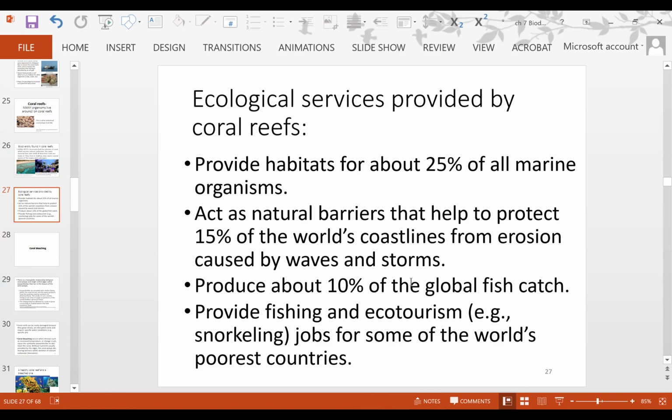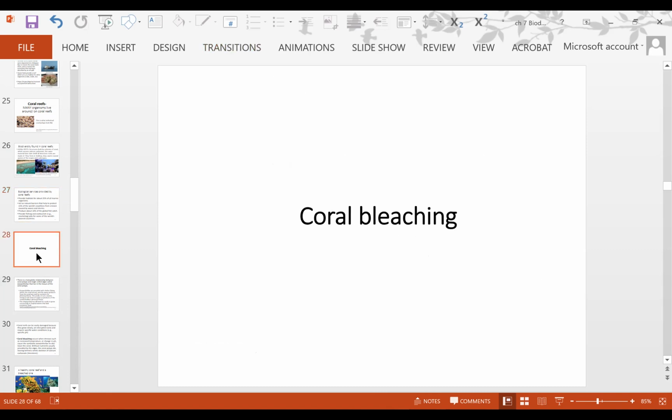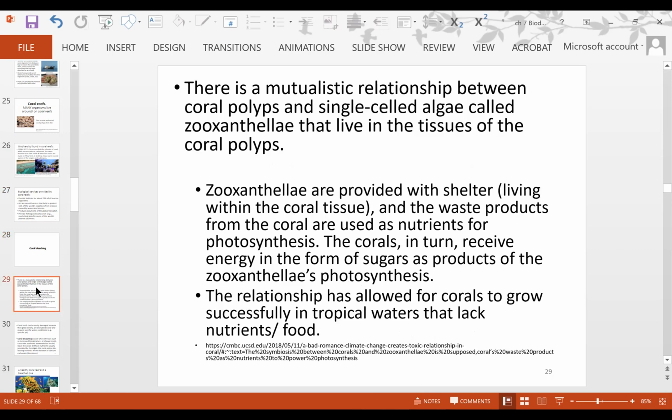That means in terms of an industry where you're going to catch fish, about 10% of the global fish are caught from within a coral reef habitat. They also provide fishing and ecotourism, for example, snorkeling. And this provides jobs for some of the world's poorest countries. Now, there is a situation that could happen to corals, and it's called coral bleaching. And we will go through the details.